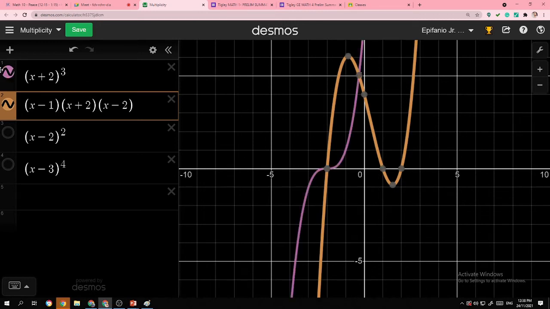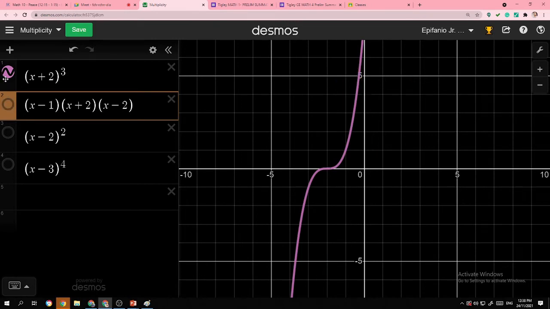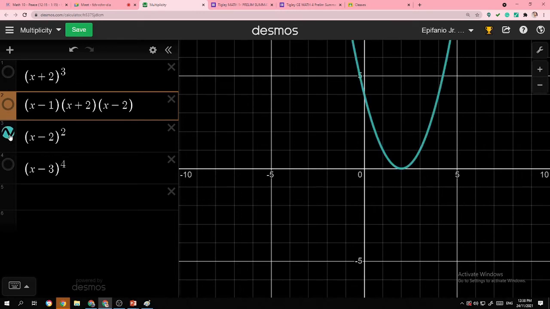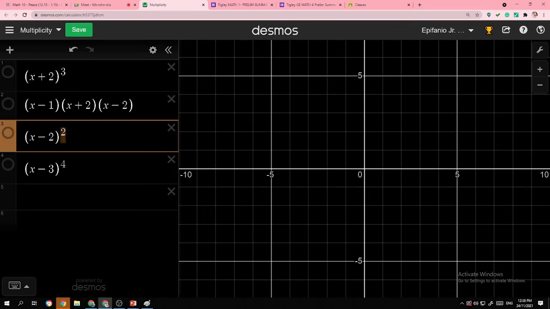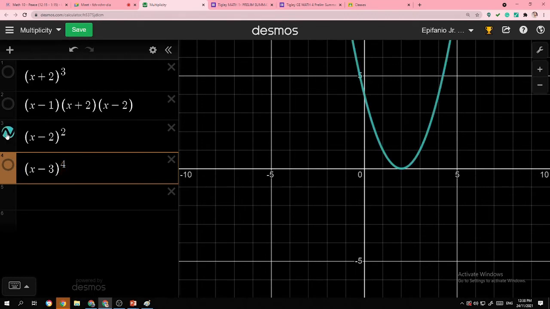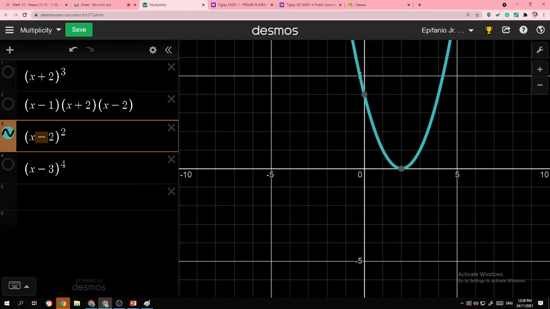Again, number 1 and 2 have odd multiplicities. Now let us show number 3. This time, what is the multiplicity of number 3? In number 4, how many? They are even, right? So number 3 and number 4 have even multiplicities. I'll be showing you the graph now. The root here is positive 2.